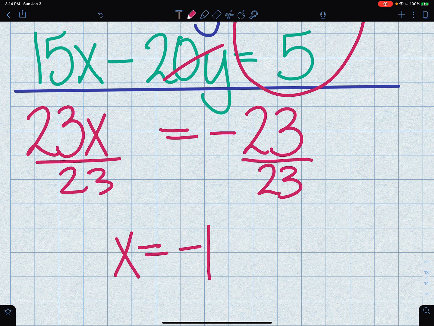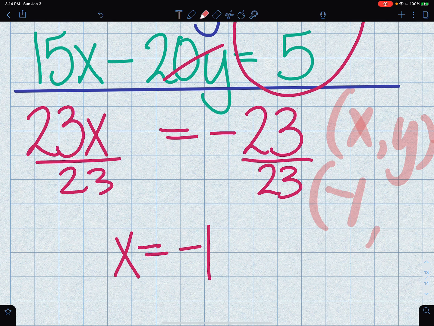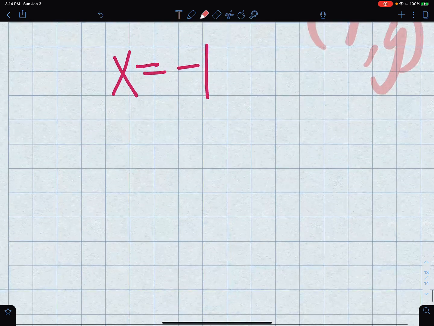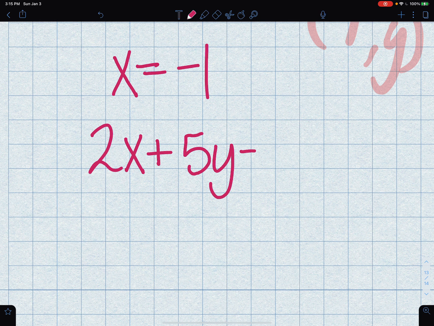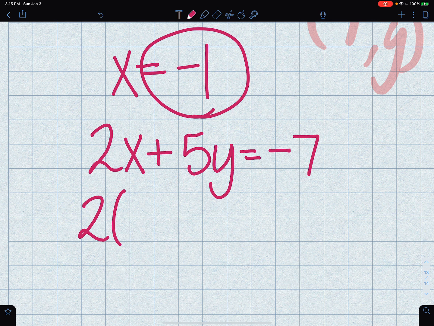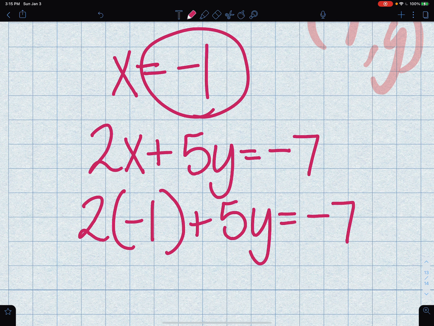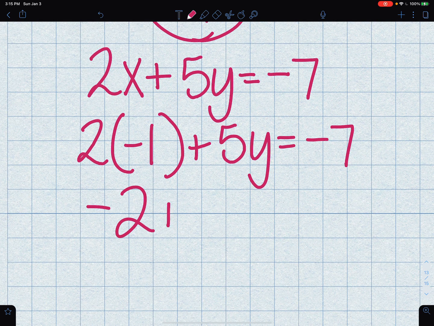But that's only half the problem because that is only part of the ordered pair. Now we know that x is negative 1, and it's easy from here. We just need a y. Let's take the original equation, 2x plus 5y equals negative 7. Let's plug this in for x. 2 times negative 1 plus 5y equals negative 7. So that's negative 2 plus 5y equals negative 7.